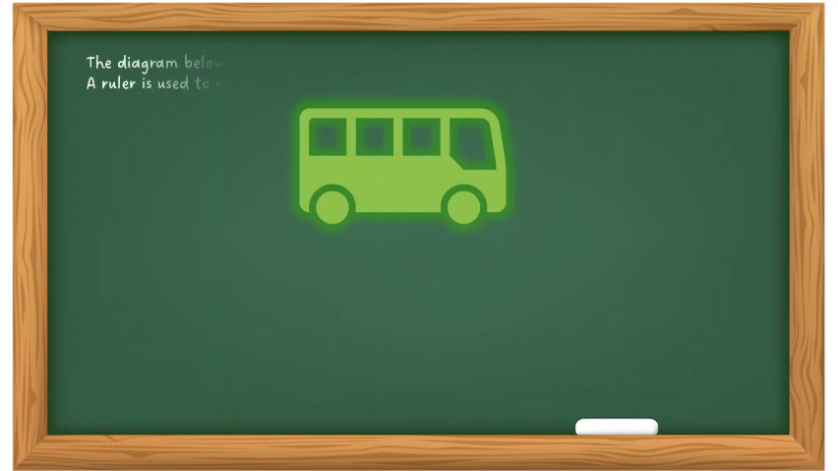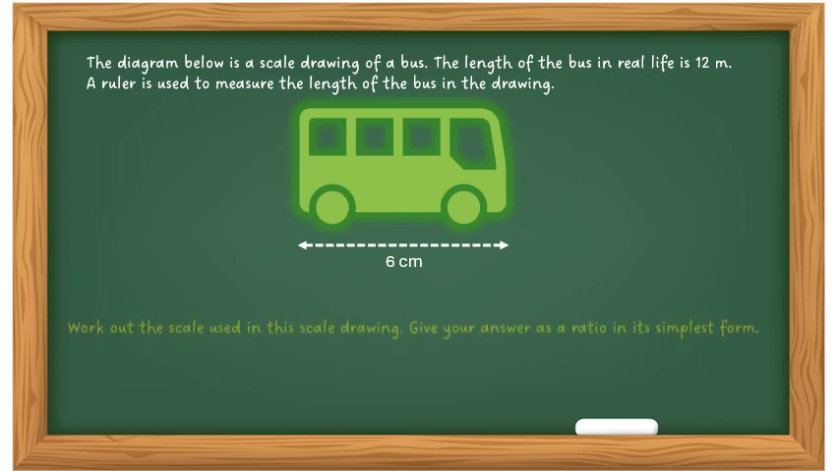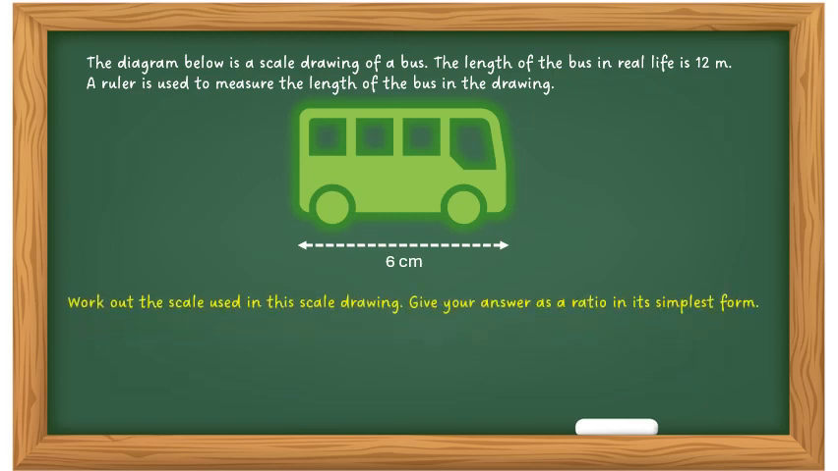Right, the diagram below is a scale drawing of a bus. The length of the bus in real life is 12 metres. A ruler is used to measure the length of the bus in the drawing, and you can see it's 6 centimetres. Now work out the scale used in the scale drawing. Give your answer as a ratio in its simplest form. Again, pause the video, see how you got on.